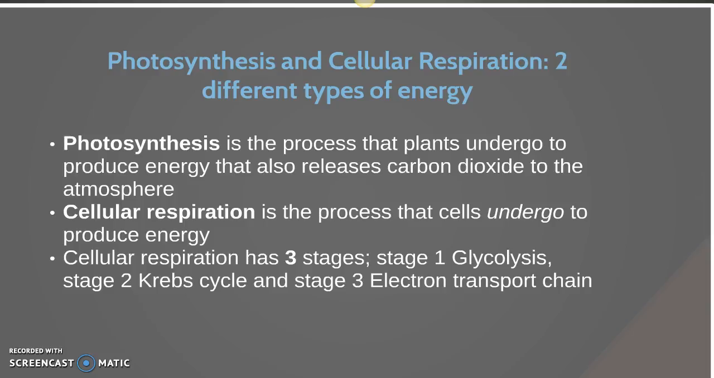Cellular respiration is the process that cells undergo to produce energy. For example, our cells in humans undergo this process for us to get energy. Cellular respiration has 3 stages: stage 1, glycolysis; stage 2, Krebs cycle; and stage 3, the electron transport chain.